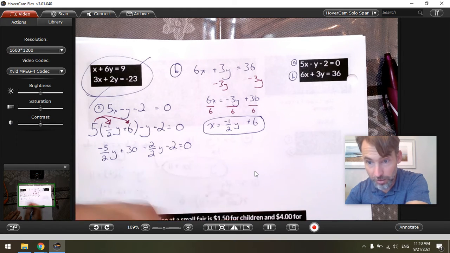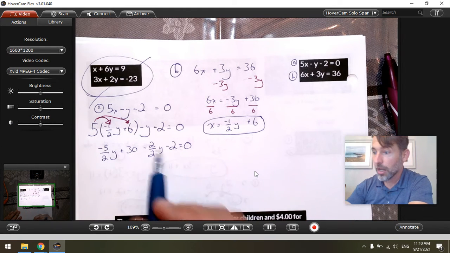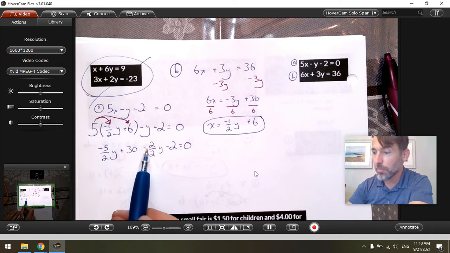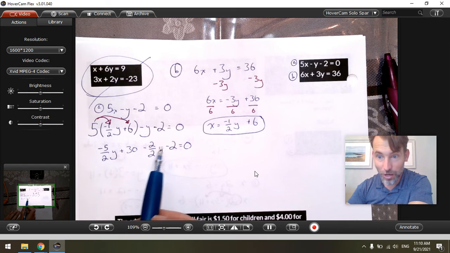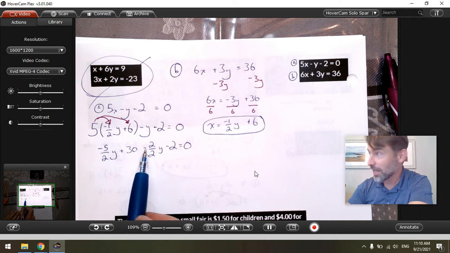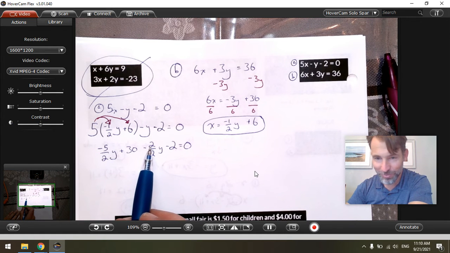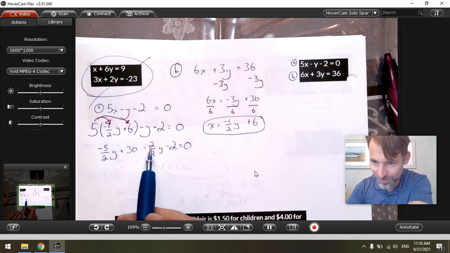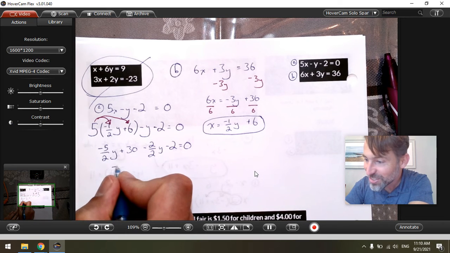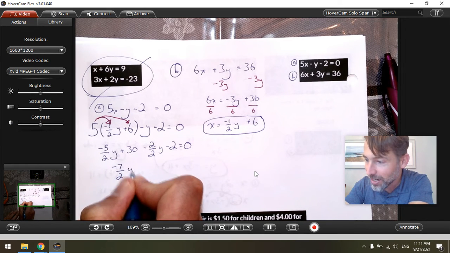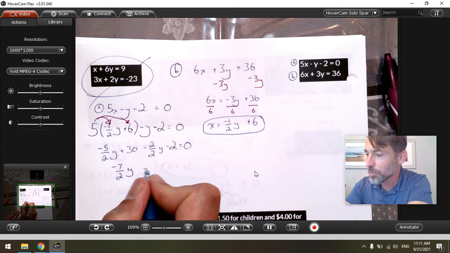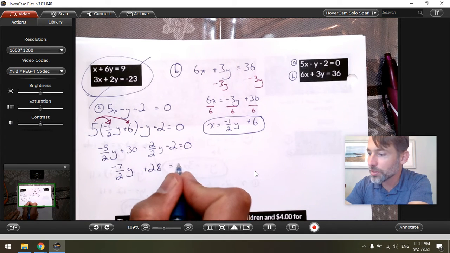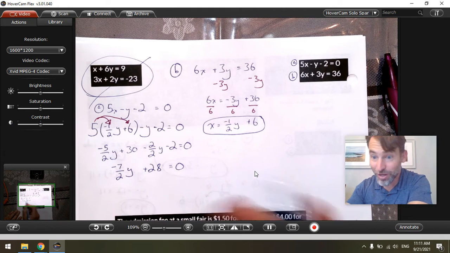Okay, now collect all my like terms, collect all my y's. I have negative 5 over 2y minus 2 over 2y. So I have this common denominator, so I just add the tops. So I add negative 5 to negative 2. Hold on one more, I'll show you something very, very interesting, but let me finish first. Negative 5 plus negative 2 is negative 7. Okay, so I have negative 7 over 2y. Plus 30 minus 2 is plus 28 equals 0. All right? Now, subtract 28 from both sides.